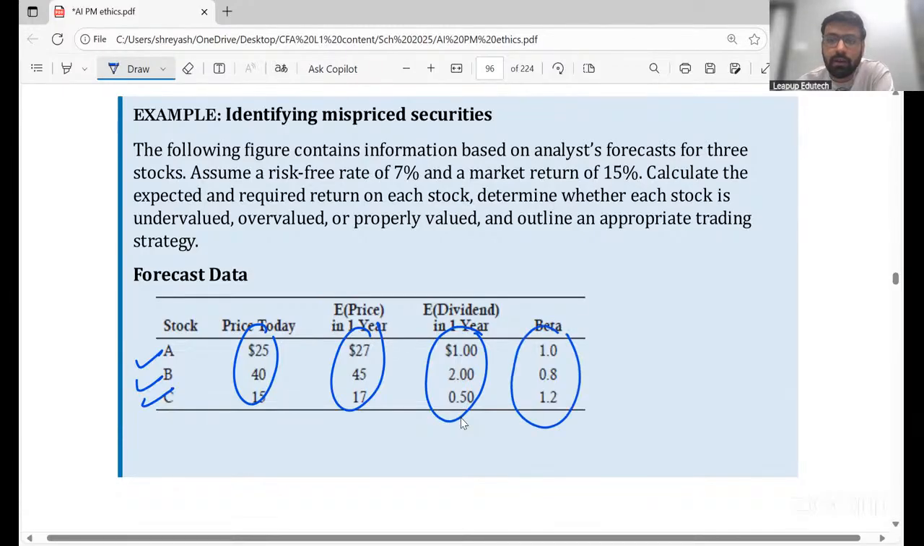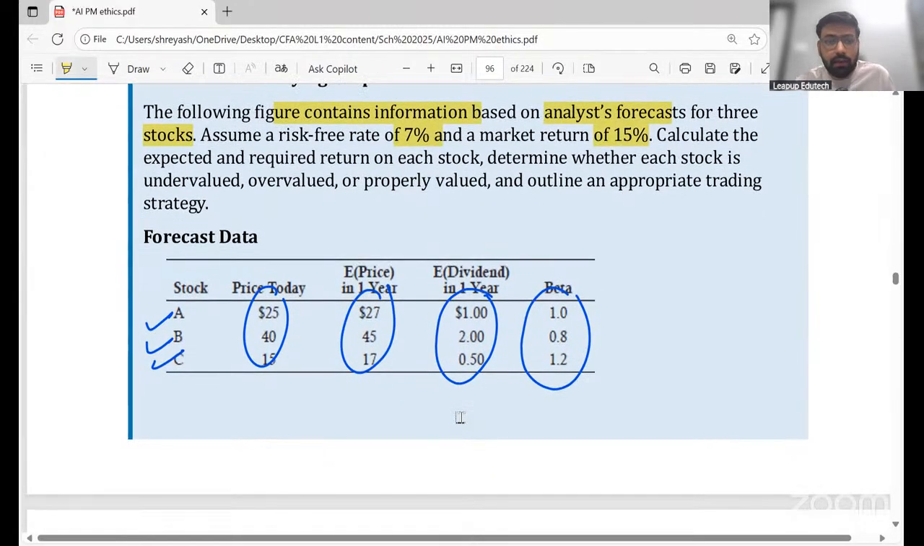So the following three figures contain information based on analysts' forecasts for three stocks. Assume a risk-free rate of 7% and return on market of 15%. Calculate the expected return and the required return on the stock. Determine whether each stock is undervalued, overvalued, or properly valued. What do you mean by required return? Required return is given by CAPM.